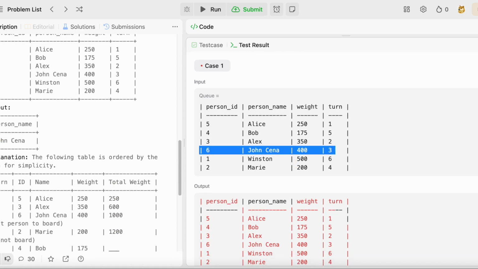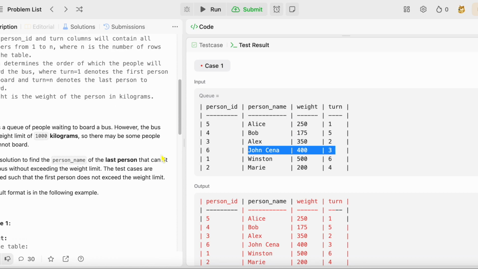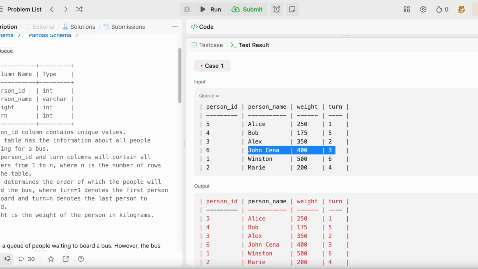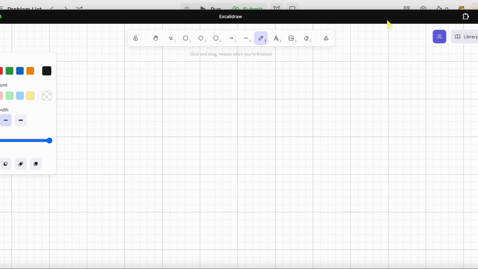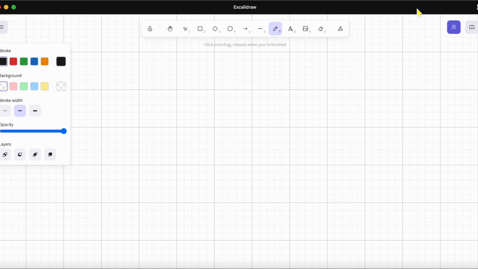The output is supposed to be the person's name here, right? So let's find the person associated with the last turn where the weight would be less than or equal to 1,000. So really you're looking for an output that only has one value in one column.